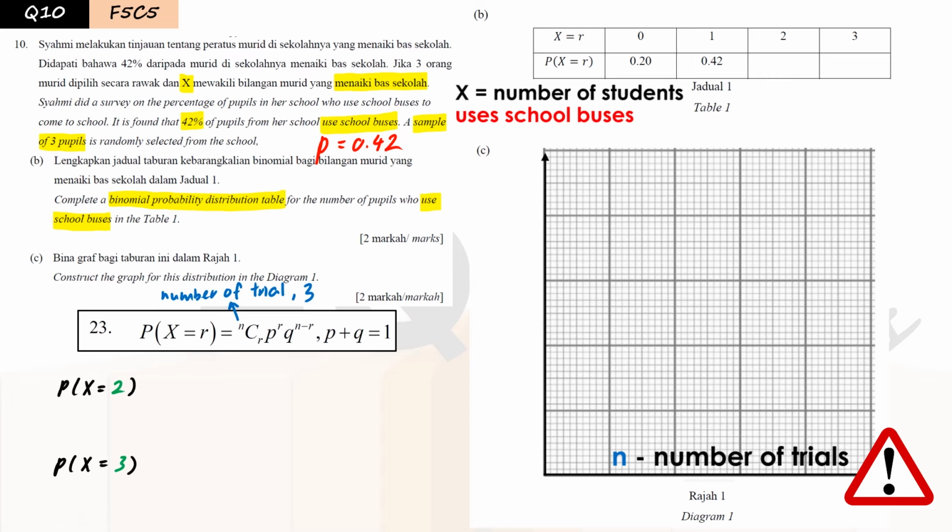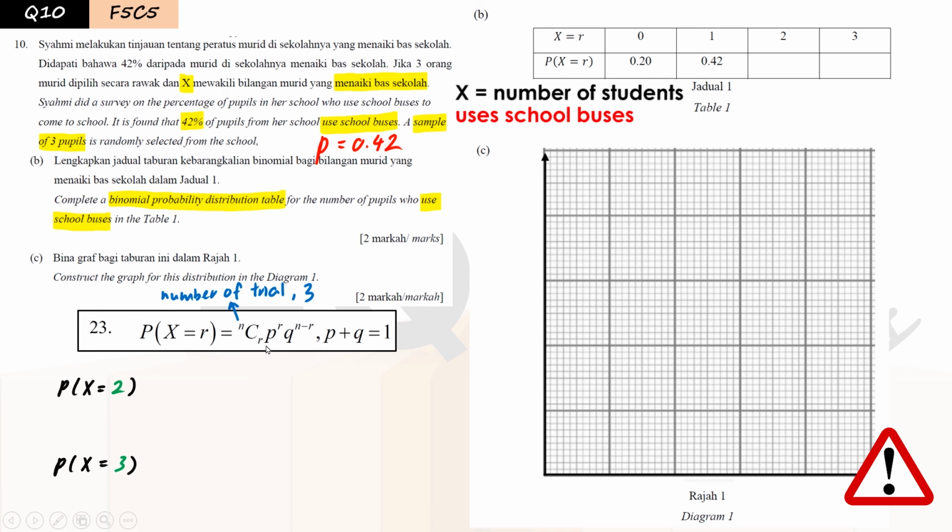For example, let's say among the students there, I choose one of the students out, and this would be my first trial. In the first trial, I will see whether this student uses the school bus or does not use the school bus. Once that is done, I will select another pupil as my second trial, and I ask the same question again: do you use the school bus or do you not use the school bus? Once the second student is done, I select another pupil. That will be my third trial. So as you can see, I repeated the experiment 3 times, which is why the value of n here is 3.